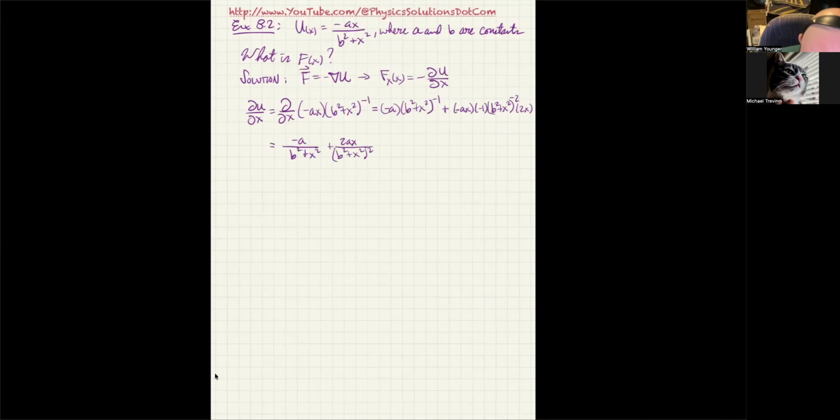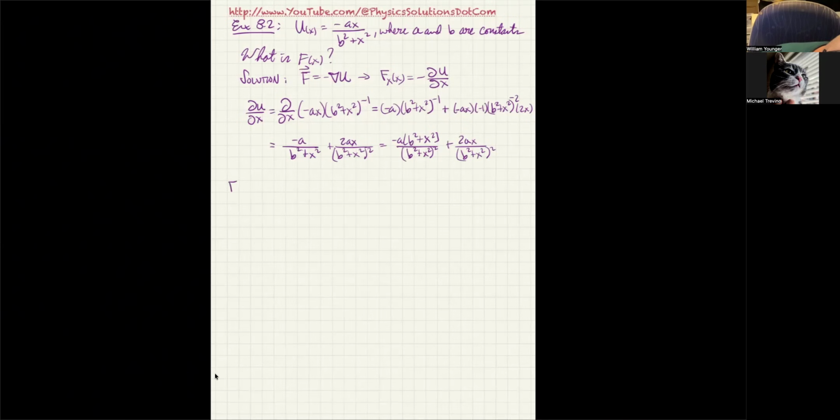So if I wish to get a common denominator, I'm going to have to multiply this first fraction by b squared plus x squared over b squared plus x squared. So it's going to be negative a times b squared plus x squared over b squared plus x squared to the 2 power plus 2ax over b squared plus x squared to the 2 power.